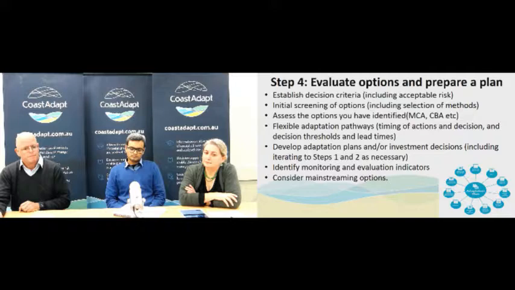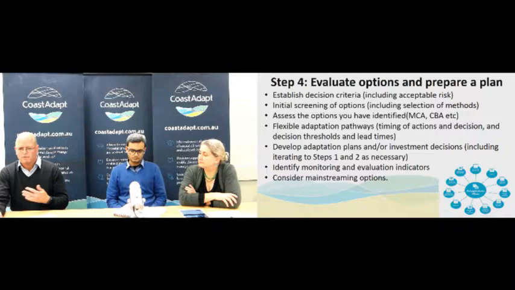Step four is when we start to evaluate those options and start preparing a plan. So we need to, at this stage, establish the criteria that we're going to use to support our decision making, and that means identifying what level of risk is acceptable to our organisation, our communities, and so on, and use those to start to screen out the adaptation options that we've identified. We can do some initial screening of options, and we provide a number of questions to help you do that within the C-CADS framework.